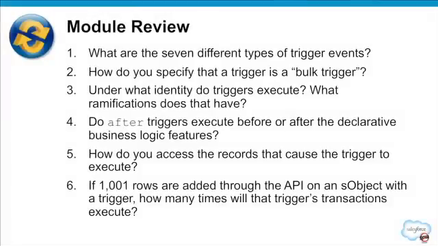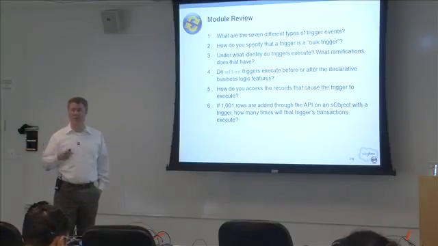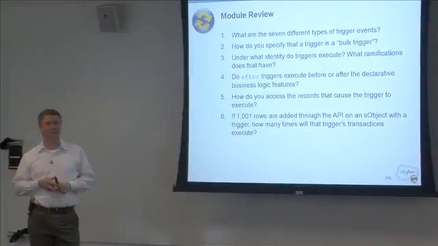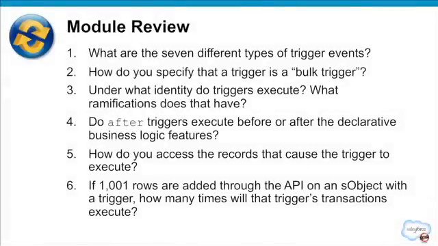How do you access the records that cause the trigger to execute? Trigger.new. So we have our context variables. The new version of the record is right there, and then also the previous version, which is in a variable called trigger.old. Very good. If 1001 rows are added through the API on an S object with a trigger, how many times will that trigger's transactions execute? About 5 times. What about exactly 6? You're correct. It's going to process in 5 batches of 200 and then a single batch of 1. Okay?